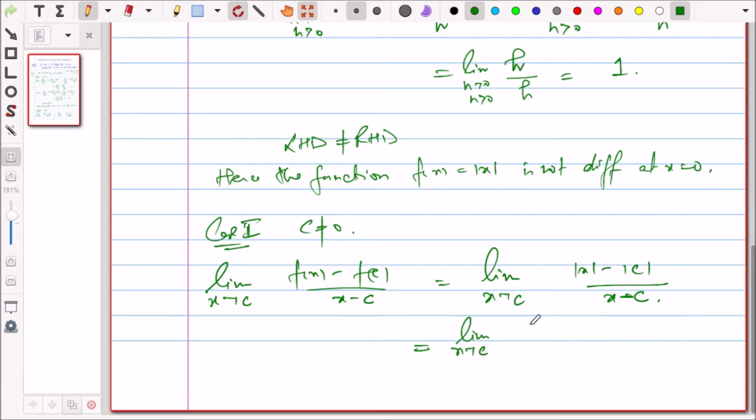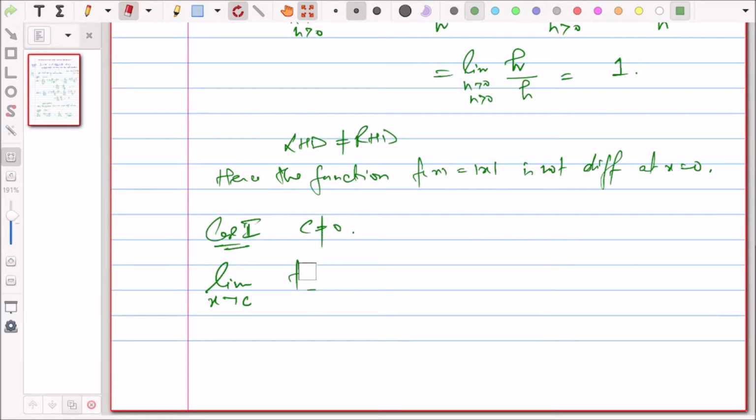So in either case, what will this be? It will become mod of x minus c, depending on the case. But writing mod of x minus c is not right, we have to do it in cases. We have to take the cases.